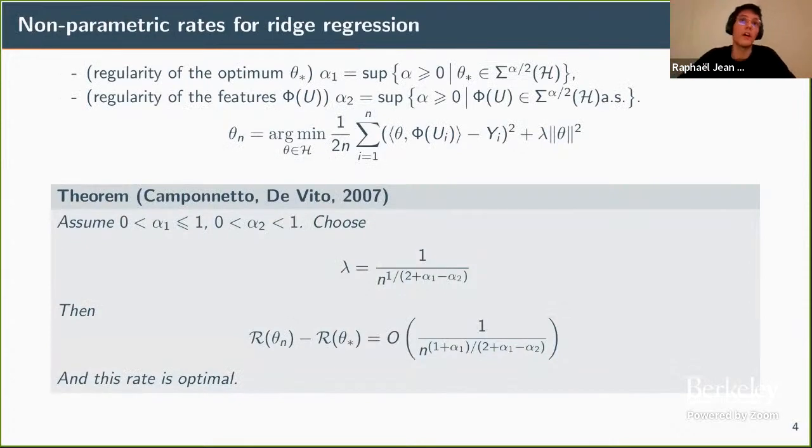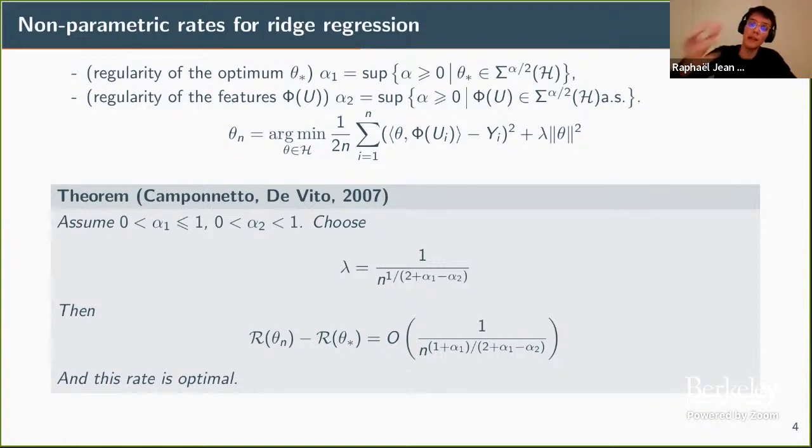And so these notions are often used in non-parametric analysis, so in infinite dimensional spaces, in order to measure the performance of different estimators. And so a classical work is a work by Caponnetto and De Vito. They analyze the performance of ridge regression, and they show that if the regularization parameter is chosen properly, depending on these two parameters and the number of samples, then the excess risk satisfies a certain bound. And they show that actually this rate is optimal for this class of problem.